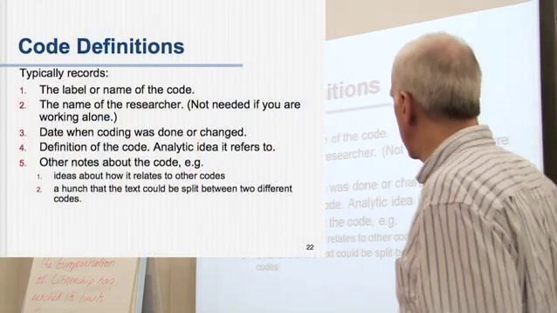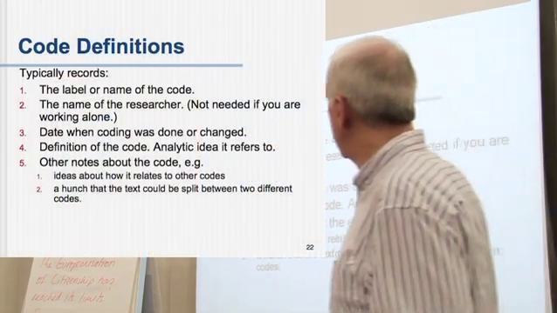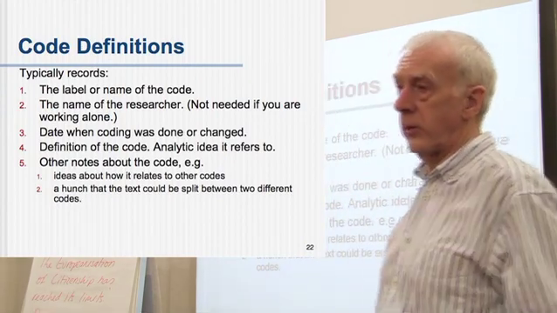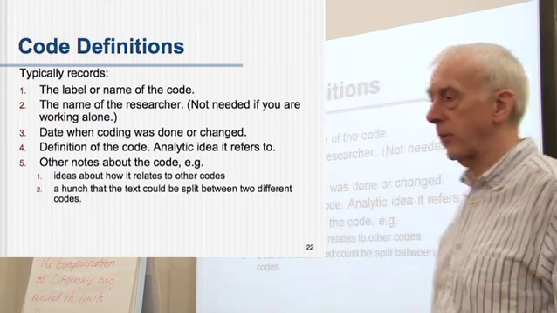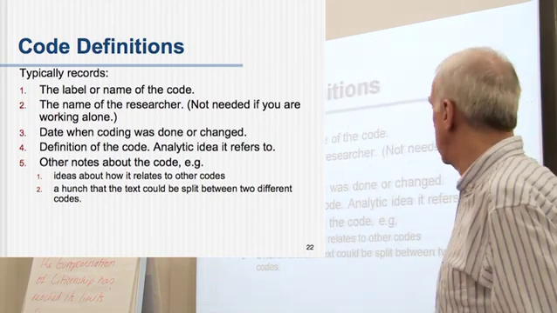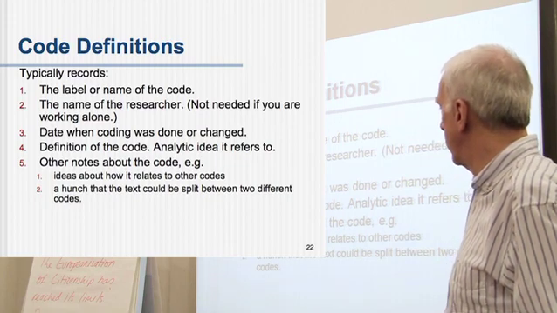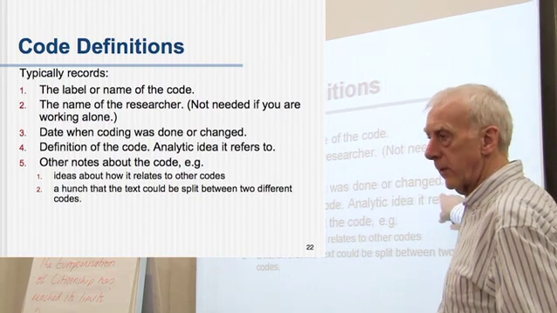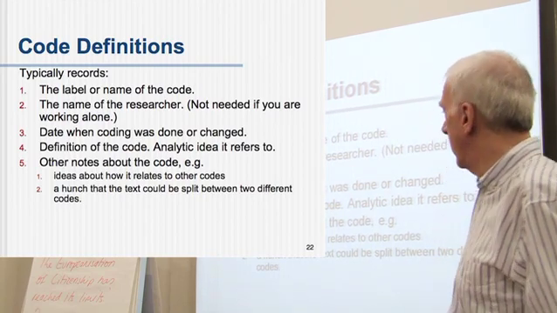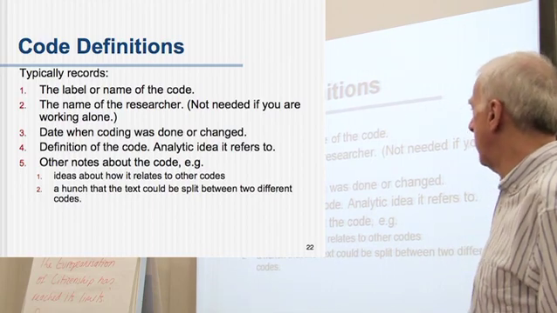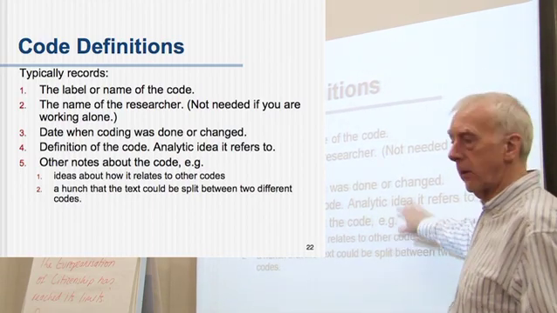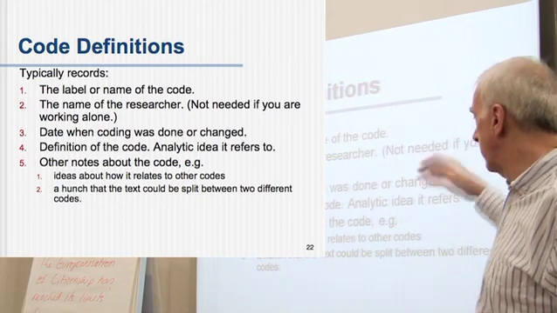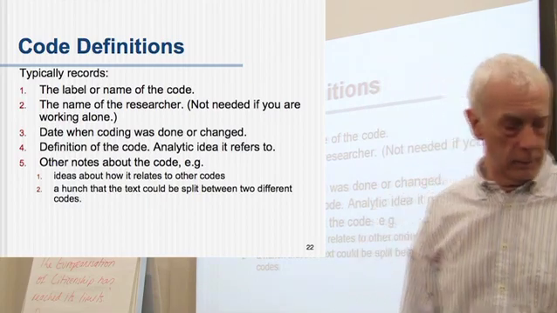And this is typically the kind of thing a code definition might include. And obviously the name of the researcher. If you're working in a group, then that's where it's useful to know which person decided on this code. If it's just you, it doesn't really matter. The date when you did it, or when you changed the coding, and of course the definition, the analytic idea, that's the bulk of it. That's the narrative that's telling you what the code is about. And you might put other notes there as well, how it relates to other codes, and perhaps even ideas for analysis, things that you might do with it that you can jot down. It's kind of memoing the codes.